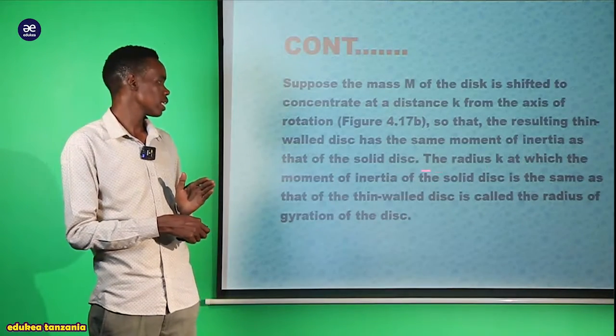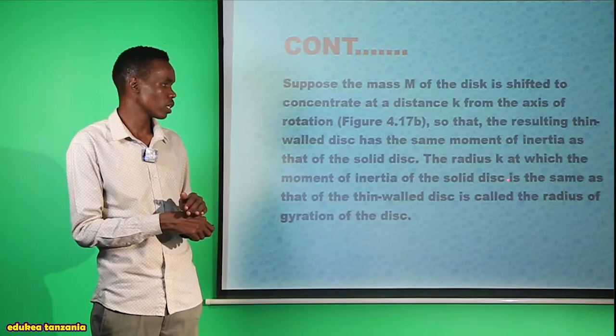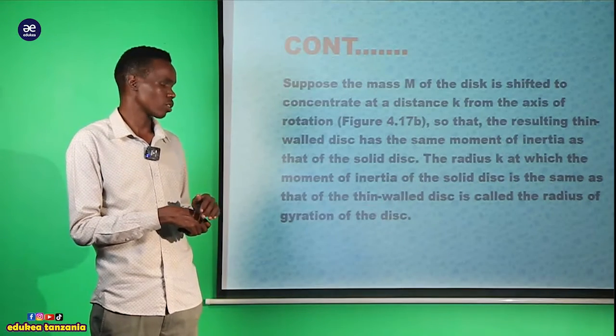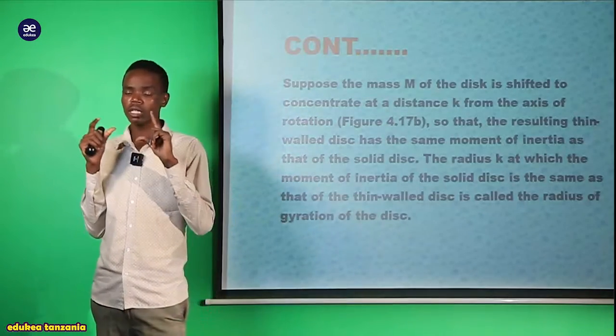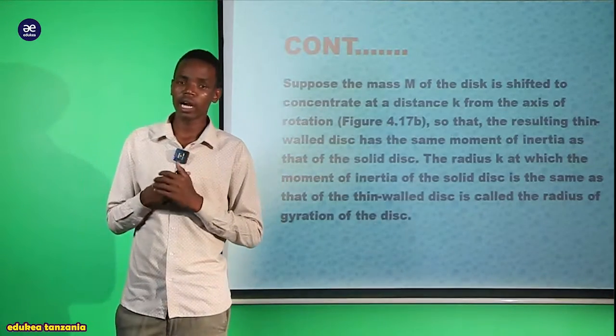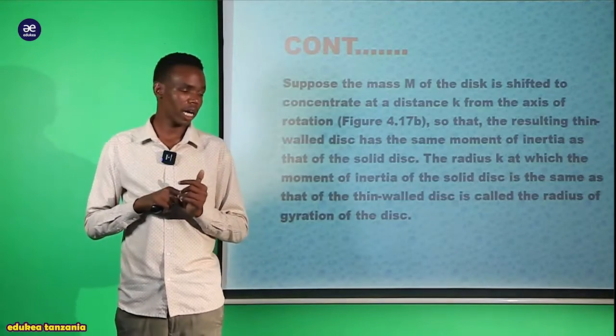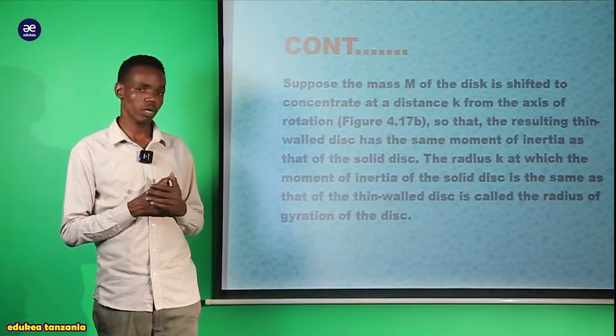Now the radius k at which the moment of inertia of the solid disk is the same as that of the thin ring is what we want. The moment of inertia of the solid disk will be equal to the moment of inertia of the thin ring.